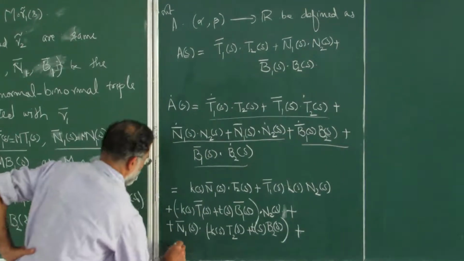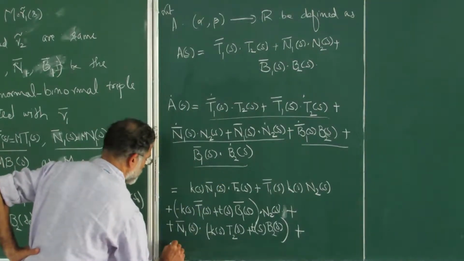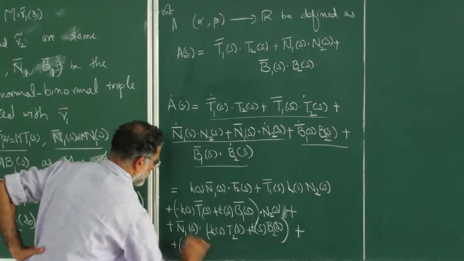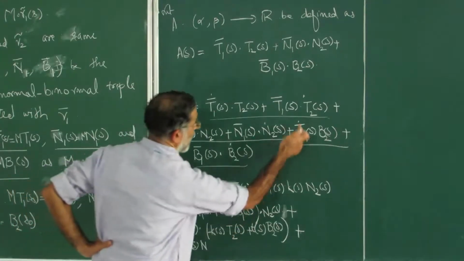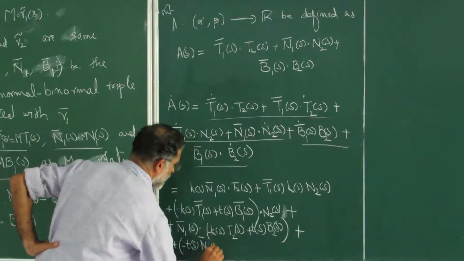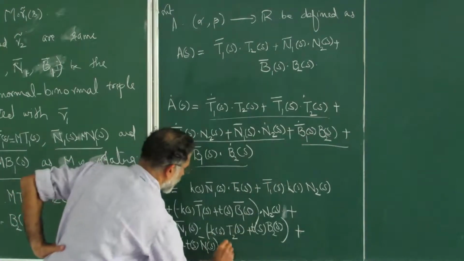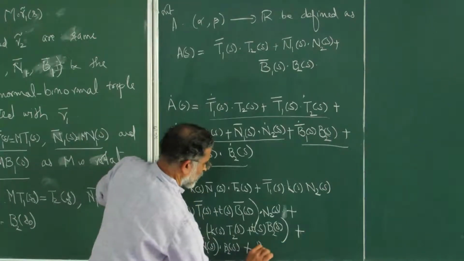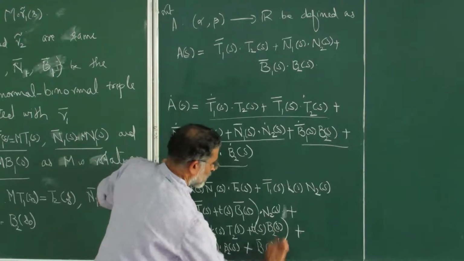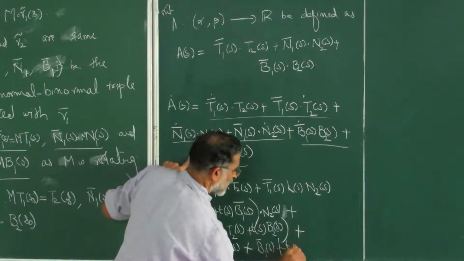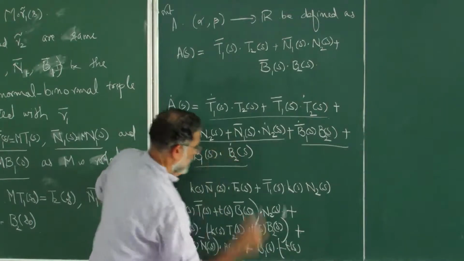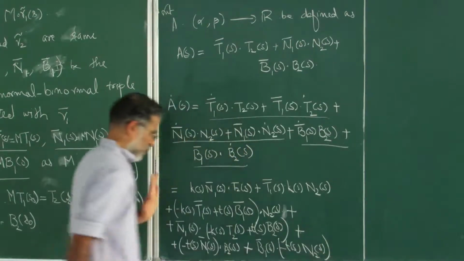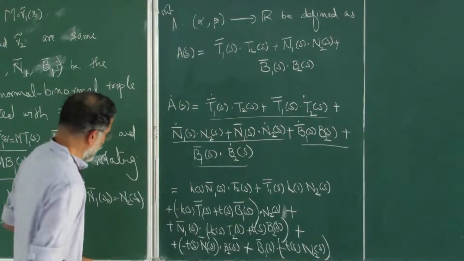B1 bar dot, that is equal to, again curvature and torsion are same, so therefore this is plus minus Ts N1 bar s dot B2s plus this one is B1 bar dot B1 bar s dot, this is minus Ts N2s. That's all. Now we just have to do the bookkeeping.